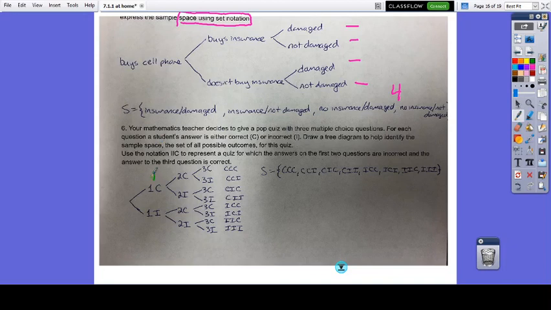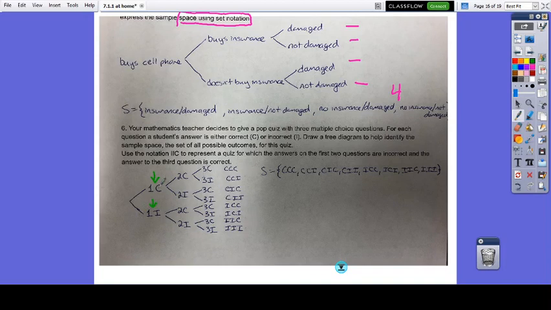So this 1C and 1I is the first question is correct or the first question is incorrect. Based on whether you got the first question correct, you either got the second question correct or the second question incorrect. Or if you got the first question incorrect, the second question correct, or the second question incorrect. And then again, off of that, the third question is correct or incorrect, depending on which pathway you are on. Which makes this the tree diagram and these the final outcome results.